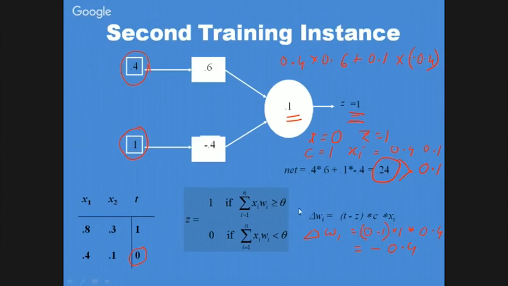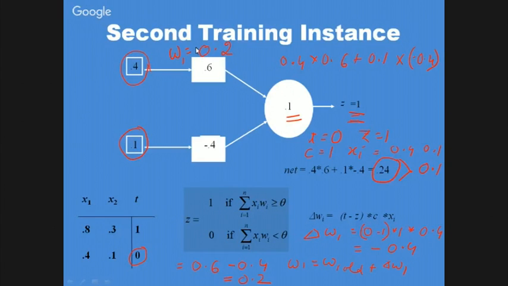That means what will be the new W1? The old W1, that is W1 old, plus delta W1. So what is your W1 old? That was 0.6 and now delta W1 will be minus 0.4. That means the new W1 will be 0.2. That means wherever we update the weight, our W1 has become 0.2.